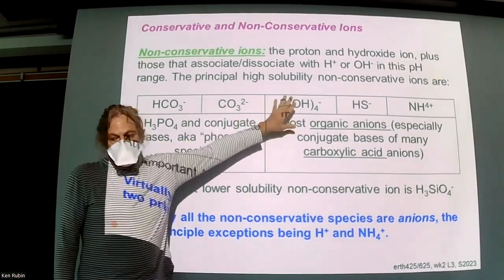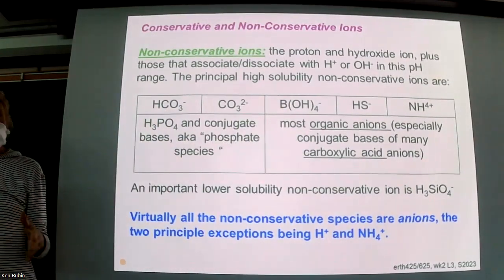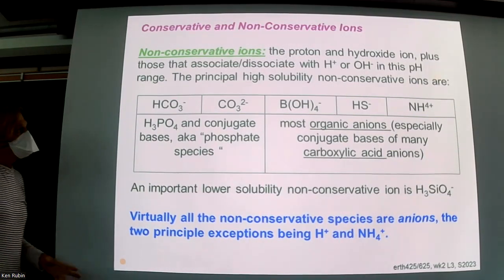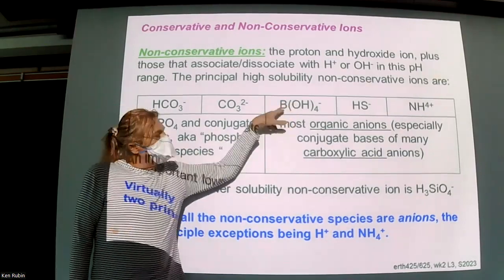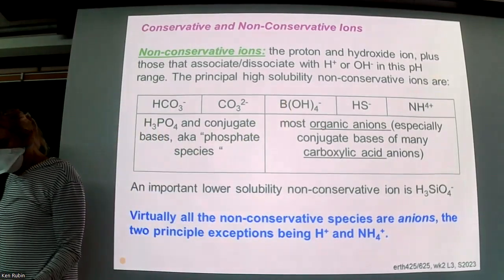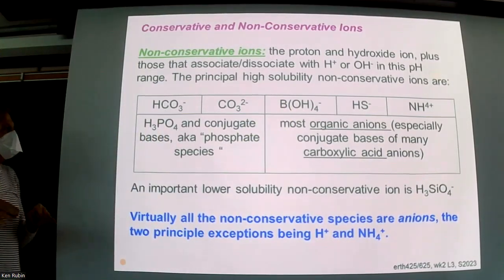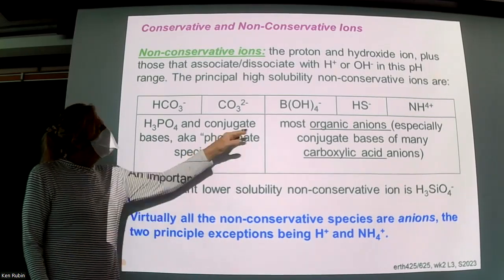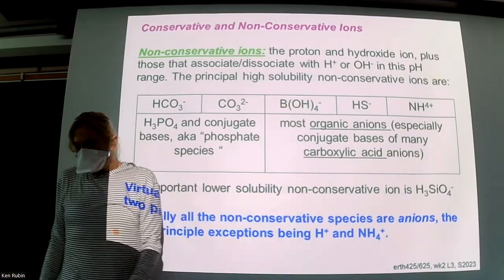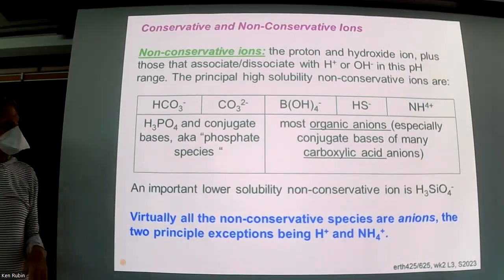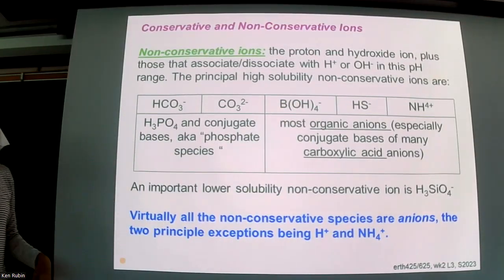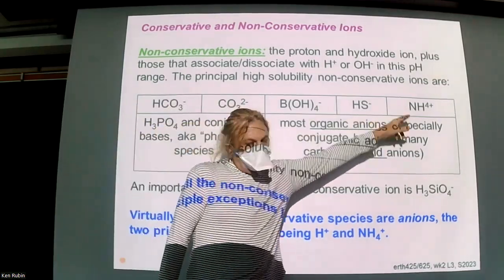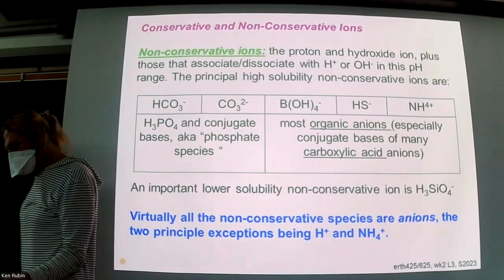Boric acid, this is the anion, B(OH)4⁻, the conjugate base of B(OH)3. Again, this is one of the 10 major ions in seawater. Very soluble, but the relative amount depends heavily on the pH because the transformation between B(OH)3 and B(OH)4⁻ is very pH dependent. Then hydrogen sulfide and ammonium, which is the cation form of ammonia. These things are also very pH dependent.